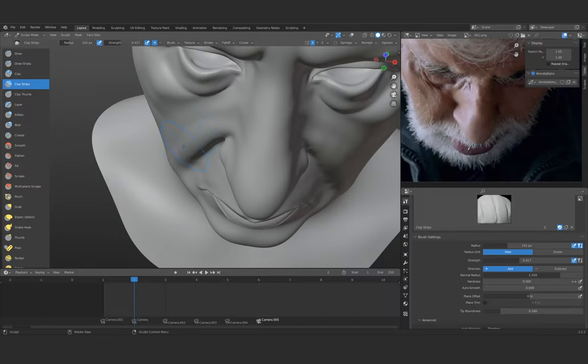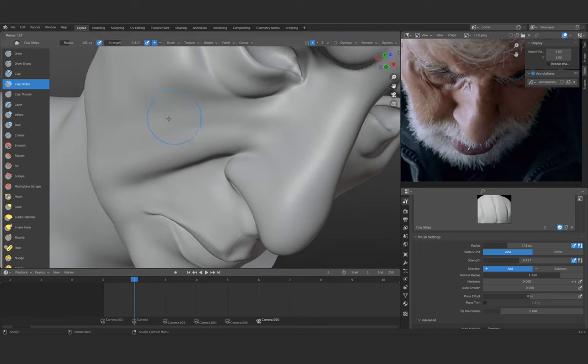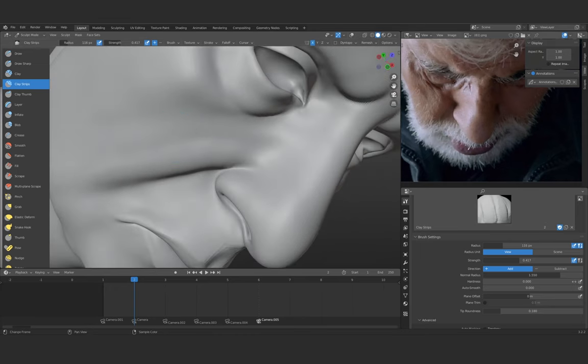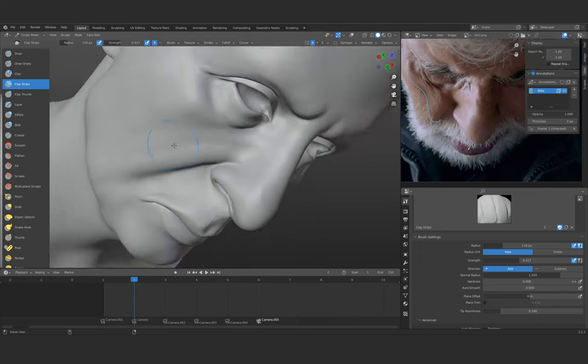Now let's talk about the content of this course a little bit. Because this course is also gonna have likeness, we are gonna talk about how you should observe your model and get closer to the reference so that it would be easier for you to achieve the likeness.